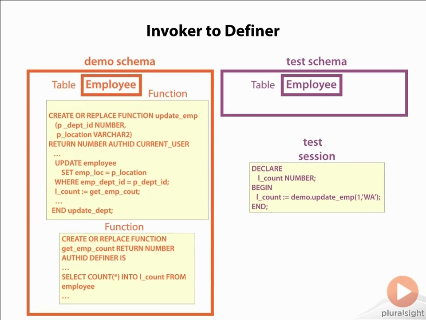Let us say we have a session running as the user test where it calls the demo.updateEMP function. The updateEMP function, being an invoker's write function, runs under the privileges of the test session, and the update to the employee table will get resolved to the employee table in the test schema. Next, it will call the getEMPCount function, which is defined with definer's write.